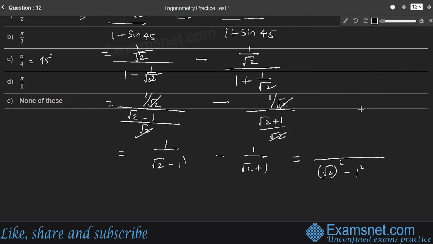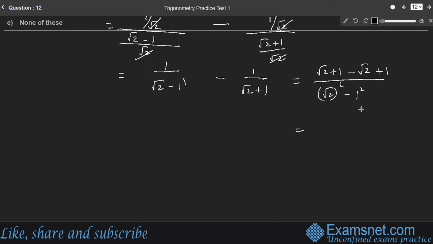Which is in the form of a plus b into a minus b. And the numerator becomes root 2 plus 1 minus root 2 minus 1. So root 2 minus of minus 1 is plus 1, right? Therefore, we can cancel root 2 and root 2. So we have 2 in the numerator and in the denominator we have root 2 the whole square is 2 minus 1 square is 1. Therefore, we have 2 as the answer.